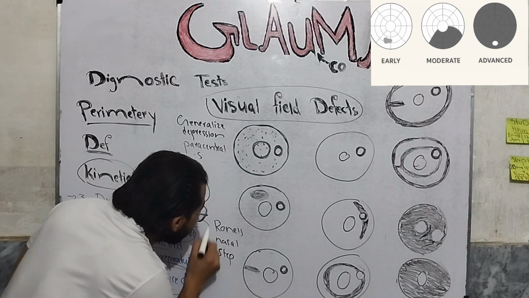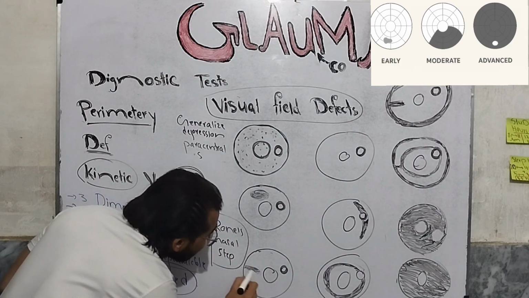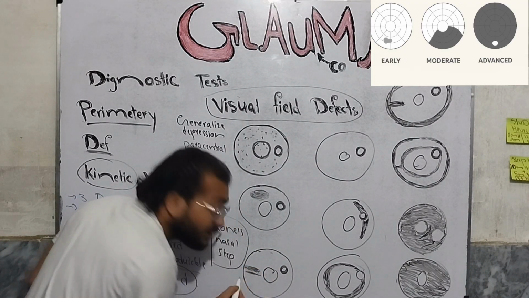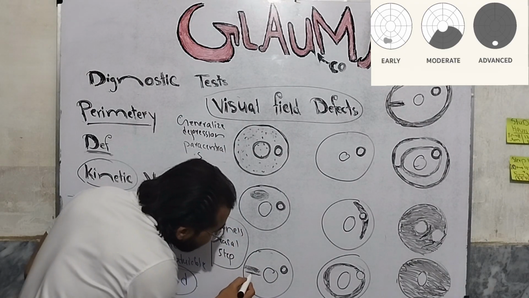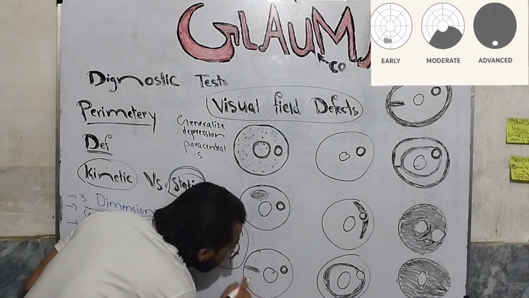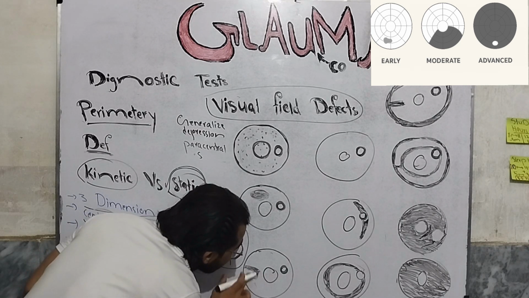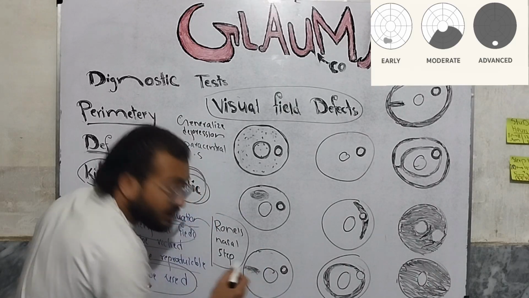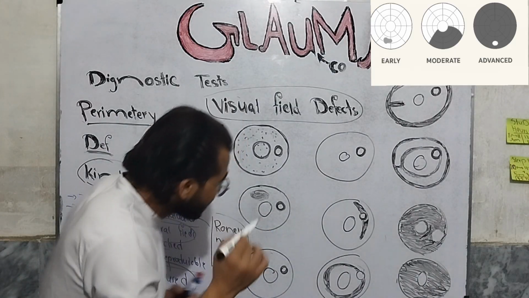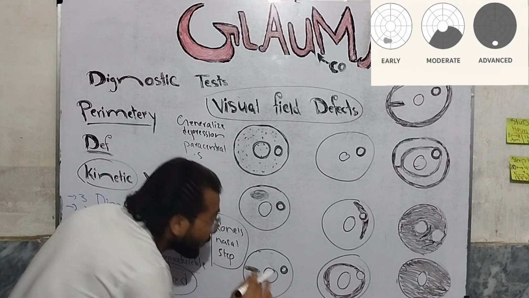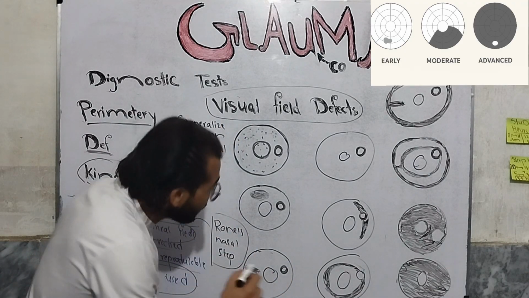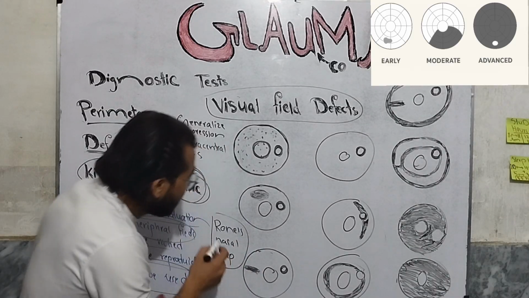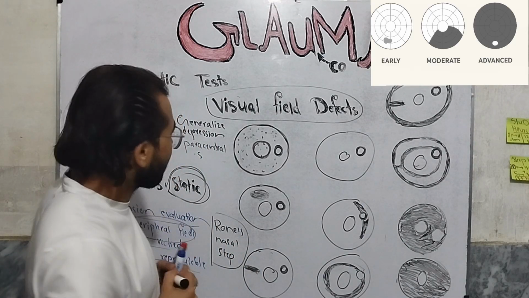The important point in Ronne's nasal step is that this defect respects the horizontal line, meaning this step does not extend anywhere below or above it. So that's why this defect is in a step form and in a horizontal pattern, and it follows this horizontal pattern, not going above or below. This is called Ronne's nasal step.